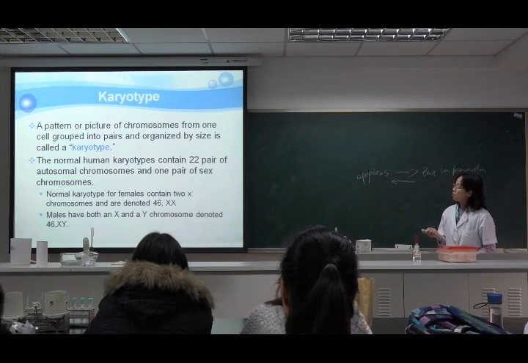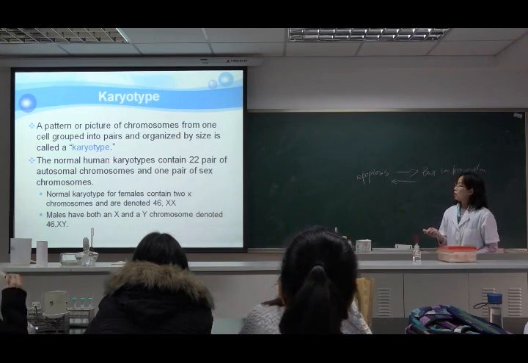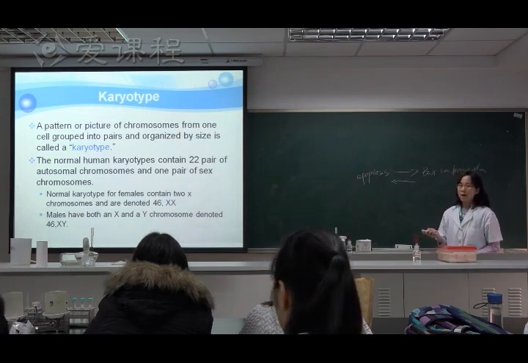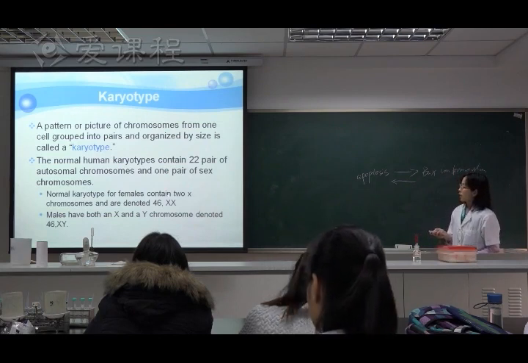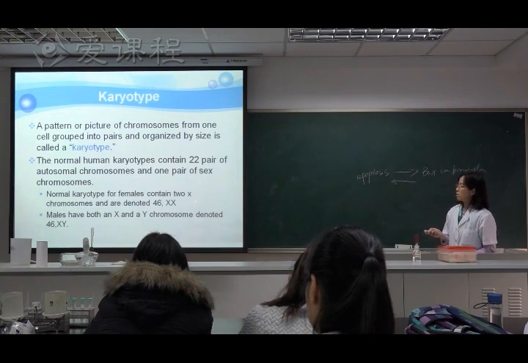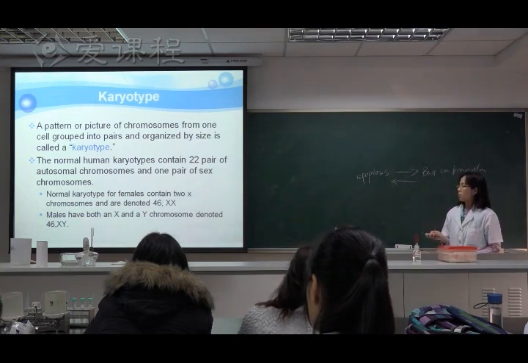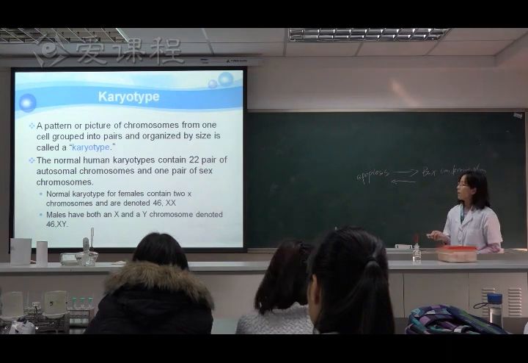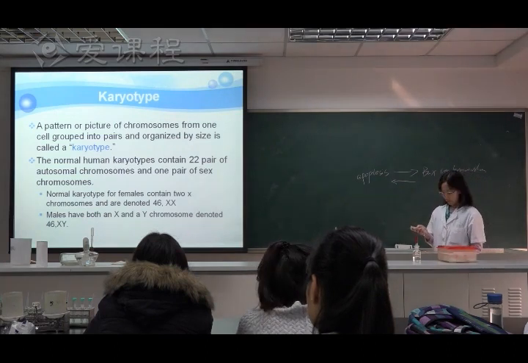The normal human karyotype contains 22 pairs of autosomes and 1 pair of sex chromosomes. And so the normal karyotype for a female contains 2 X chromosomes and is denoted 46,XX, and the male has both an X and a Y chromosome, denoted 46,XY. This is the karyotype.